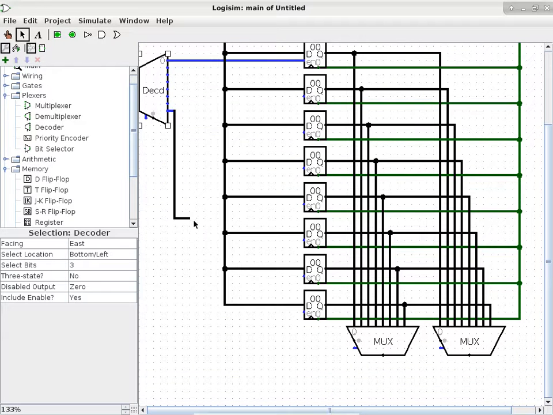Okay, so these wires go to the enable. So what I'm doing here is I'm making sure that I can individually, quote unquote, address each register. So basically I can say, hey, only you should pay attention. I'm only going to let you update your internal state. That's what this is for.